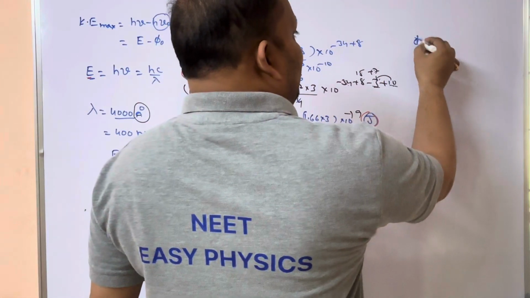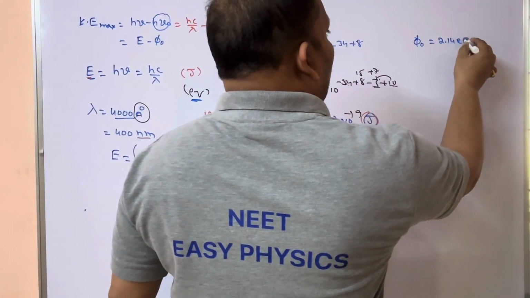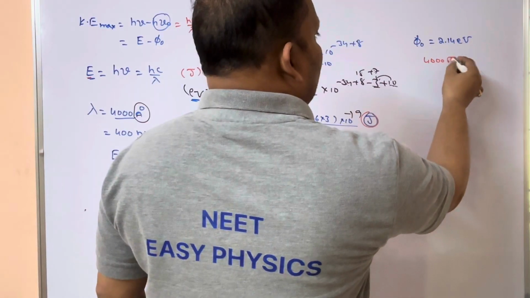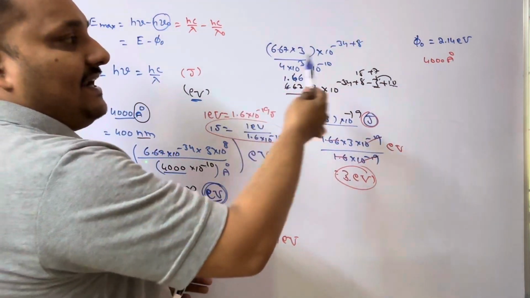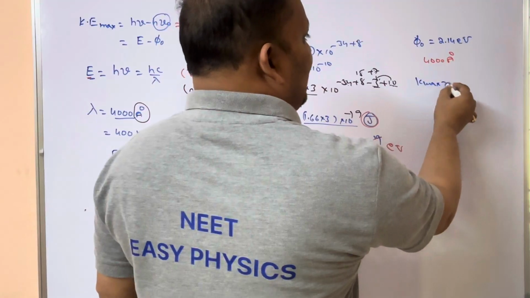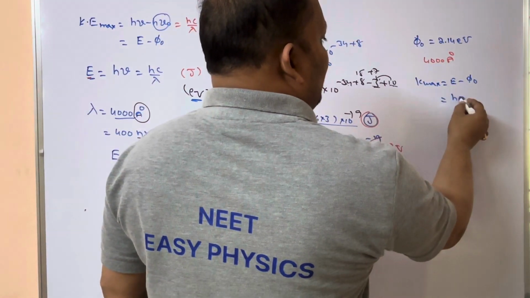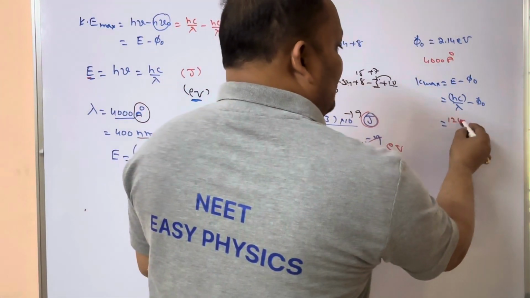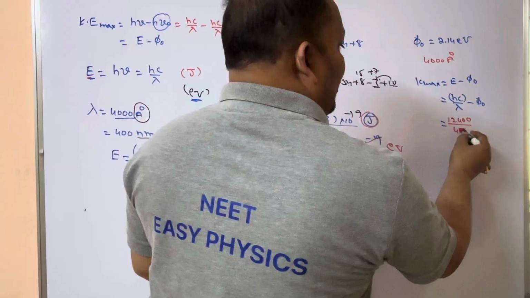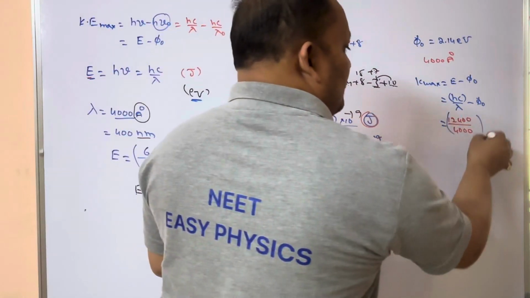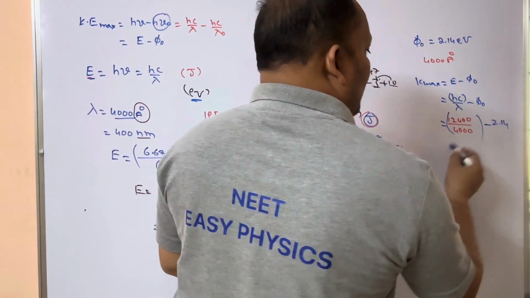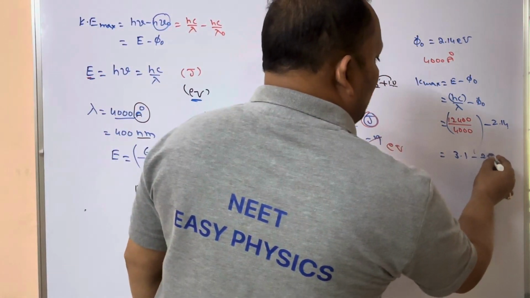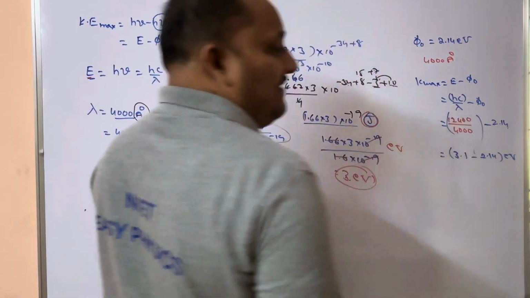So the work function of cesium, already we discussed, is 2.14 eV. The incident light wavelength is 4000 angstroms. Then what is the kinetic energy of the emitted electron? So K maximum is equal to E minus phi naught. E is hc by lambda minus phi naught. Now what hc value do you have to take? 12,400 by lambda, you can take 4,000 directly, minus 2.14. This value you got is 3.1 eV. 3.1 minus 2.14, both are in eV now.